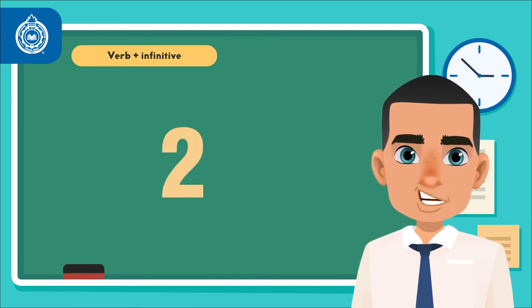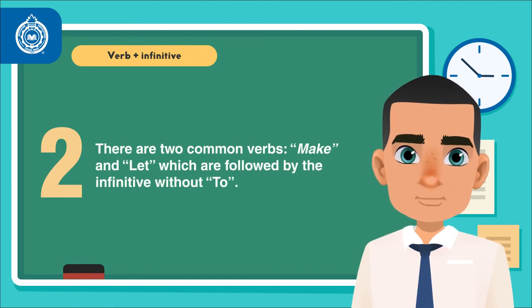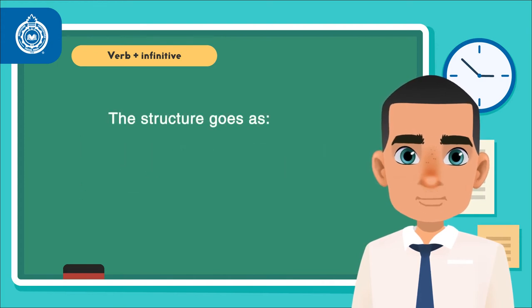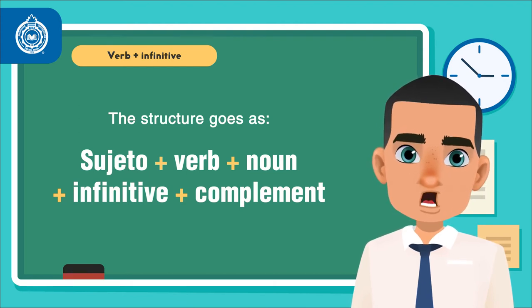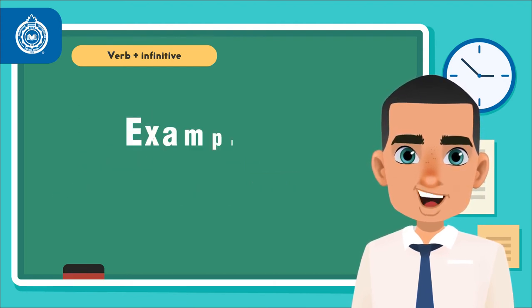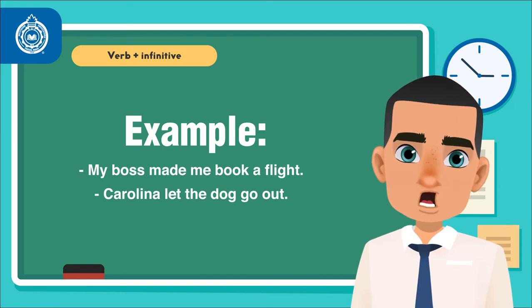The second aspect goes as, there are two common verbs, make and let, which are followed by the infinitive without to. The structure goes as, subject plus verb plus noun plus infinitive, and a complement if it applies. For example, my boss made me book a flight. Carolina let the dog go out.